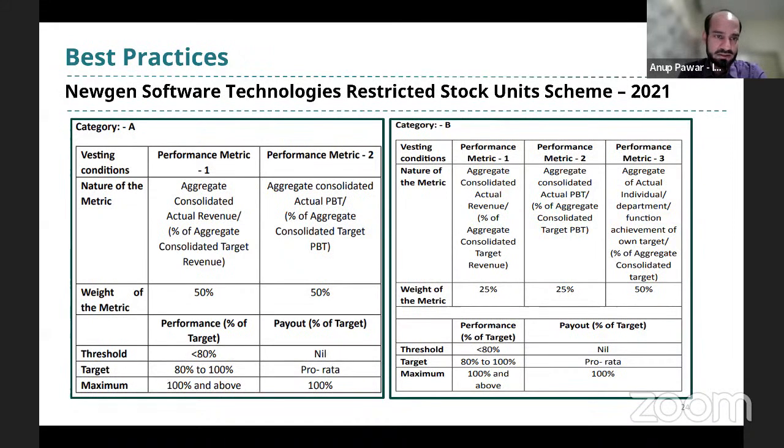So they actually said that, there will be two performance metrics. One will be revenue, one will be PBT. This is how we look at each of these metrics, 50%, 50%, each of them. What is the threshold? What is the maximum that you will get? On the right side, this was for junior employees. And they actually said, we will look at one performance metric will be looking at individual department function achievement of targets also. So that's how you make it very, very localized, right? It's quite interesting how they did this.